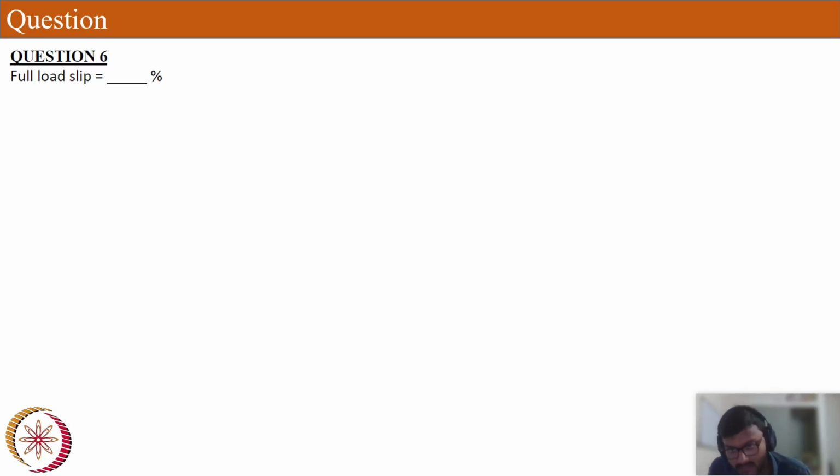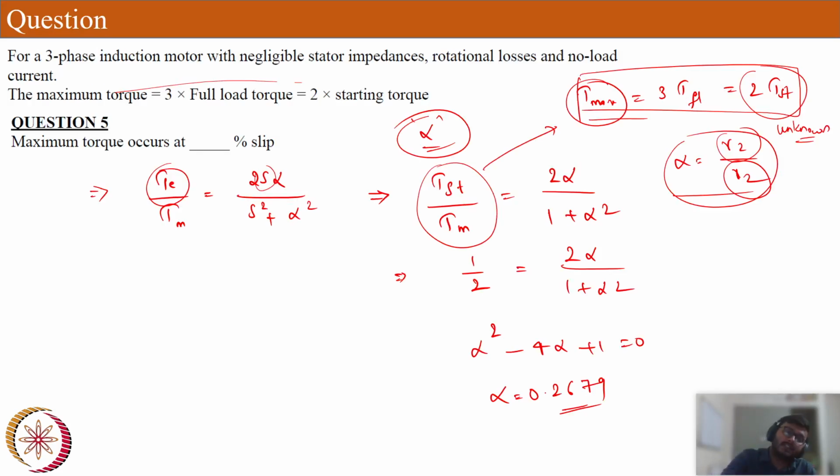Let's see what they're asking in this question. Full load slip. See, for the first question, if we replace Te with TFL, we need to know the value of full load slip as well as alpha. So we made this Te as starting torque so that I can eliminate s and calculate the alpha. Since I know the alpha now, I can use this alpha information to calculate the s here.